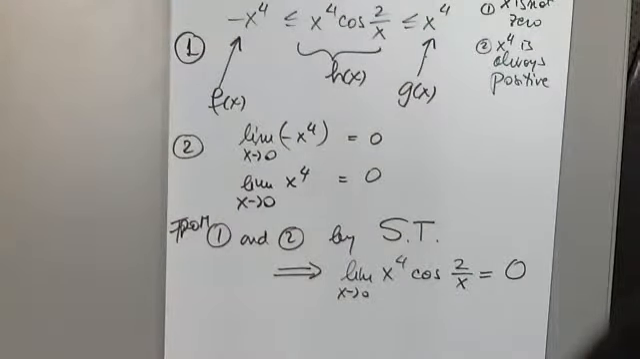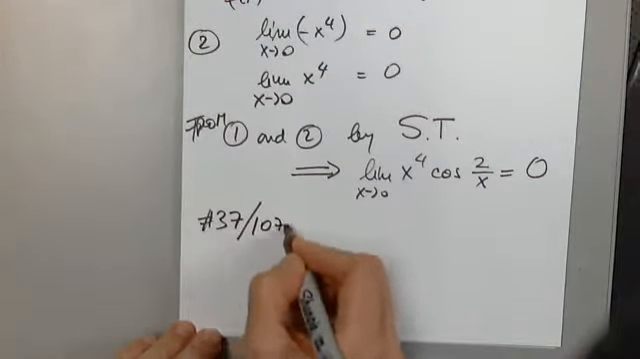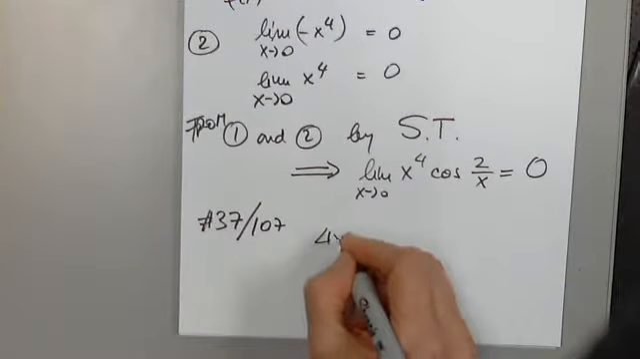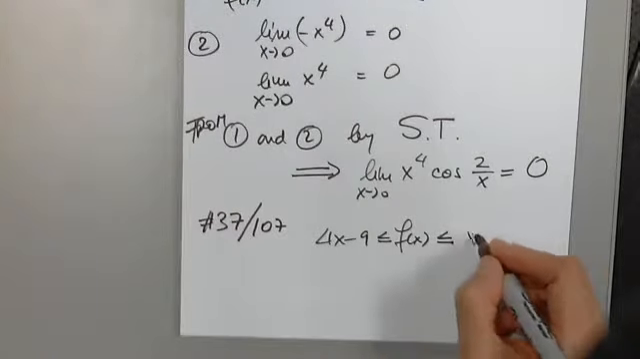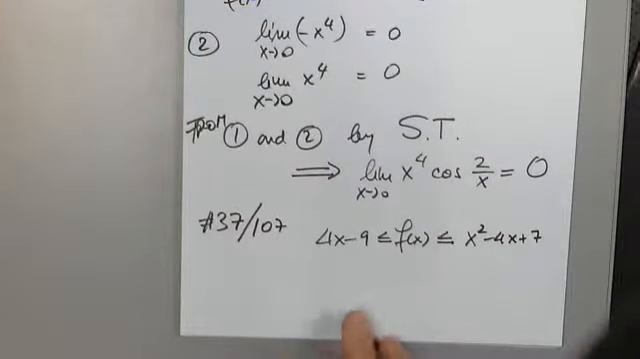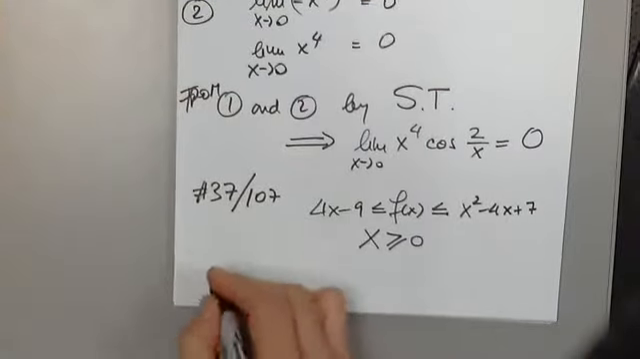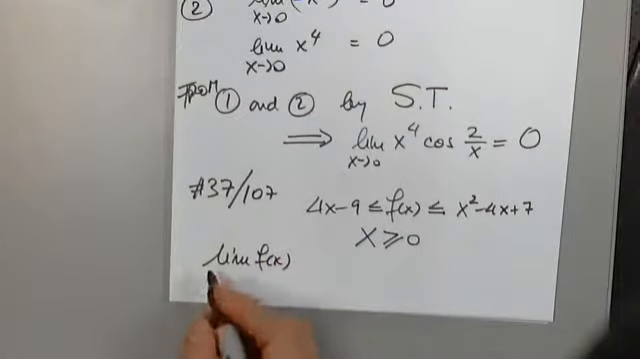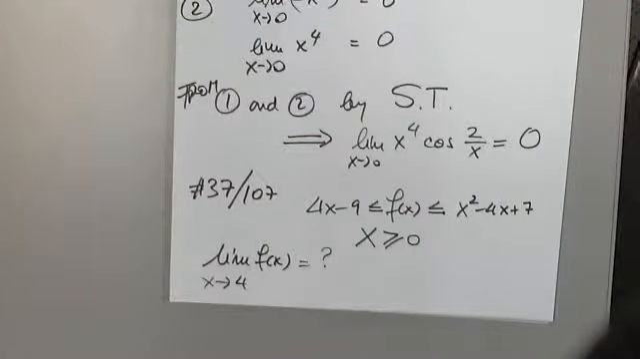Okay, and now I would like to work on that problem. 37 on page 107. We are told that 4x minus 9 is less than or equal to f of x, which is less than or equal to x squared minus 4x plus 7, for all x positive. We're asked to find the limit of f of x as x approaches 4. As you notice, I don't even have the function. I can't simplify, I can't rationalize, I can't factor, I can't do anything.